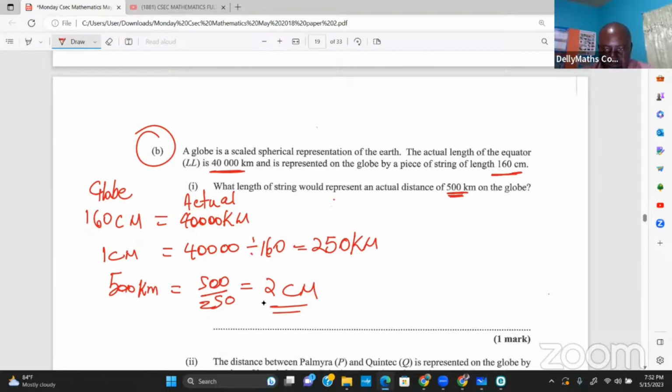All right, 1 mark, easy cheese. Just breaking it down so you could see what's going on.